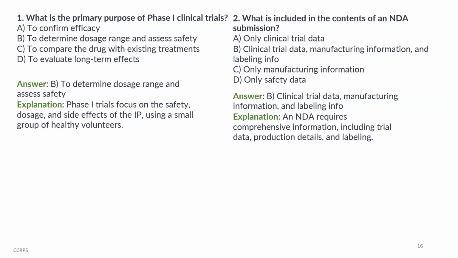Now, what if the question was, what is included in the contents of an IND, investigational new drug application, which is prior to phase 1? So we need the contents: preclinical data, which are studies conducted on animals. Still, we need the manufacturing information, of course, and the study protocol: how the study will be conducted on humans through phase 1 to phase 3.